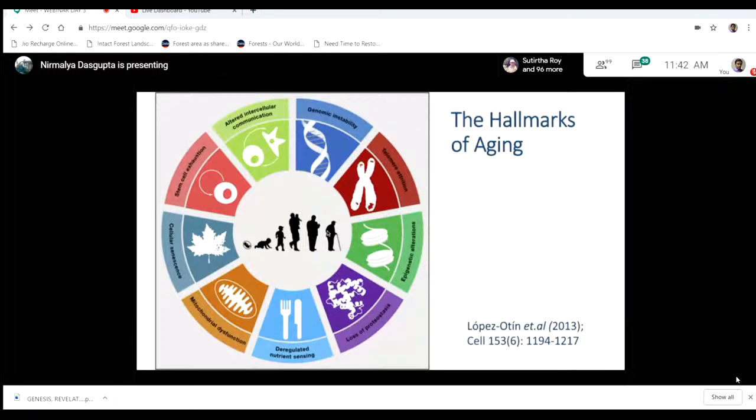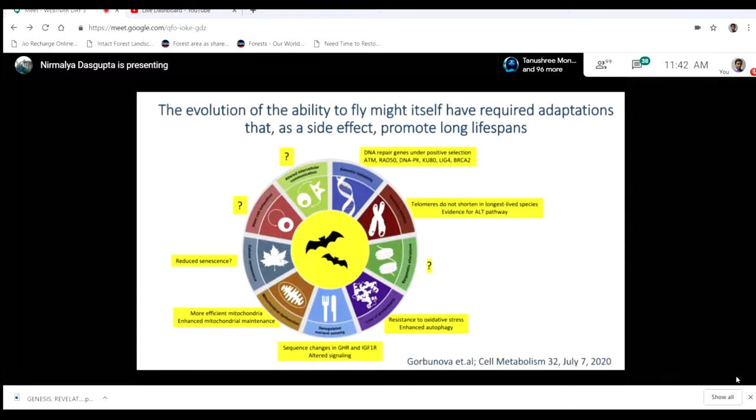This is a Cell paper, a beautiful picture from the Cell. But what happened to the bat? This paper came just two days ago, from a group that is very famous for their longevity studies. So, there is a review paper. In bats, because of the efficient DNA repair system, their genomic instability is maintained with age.